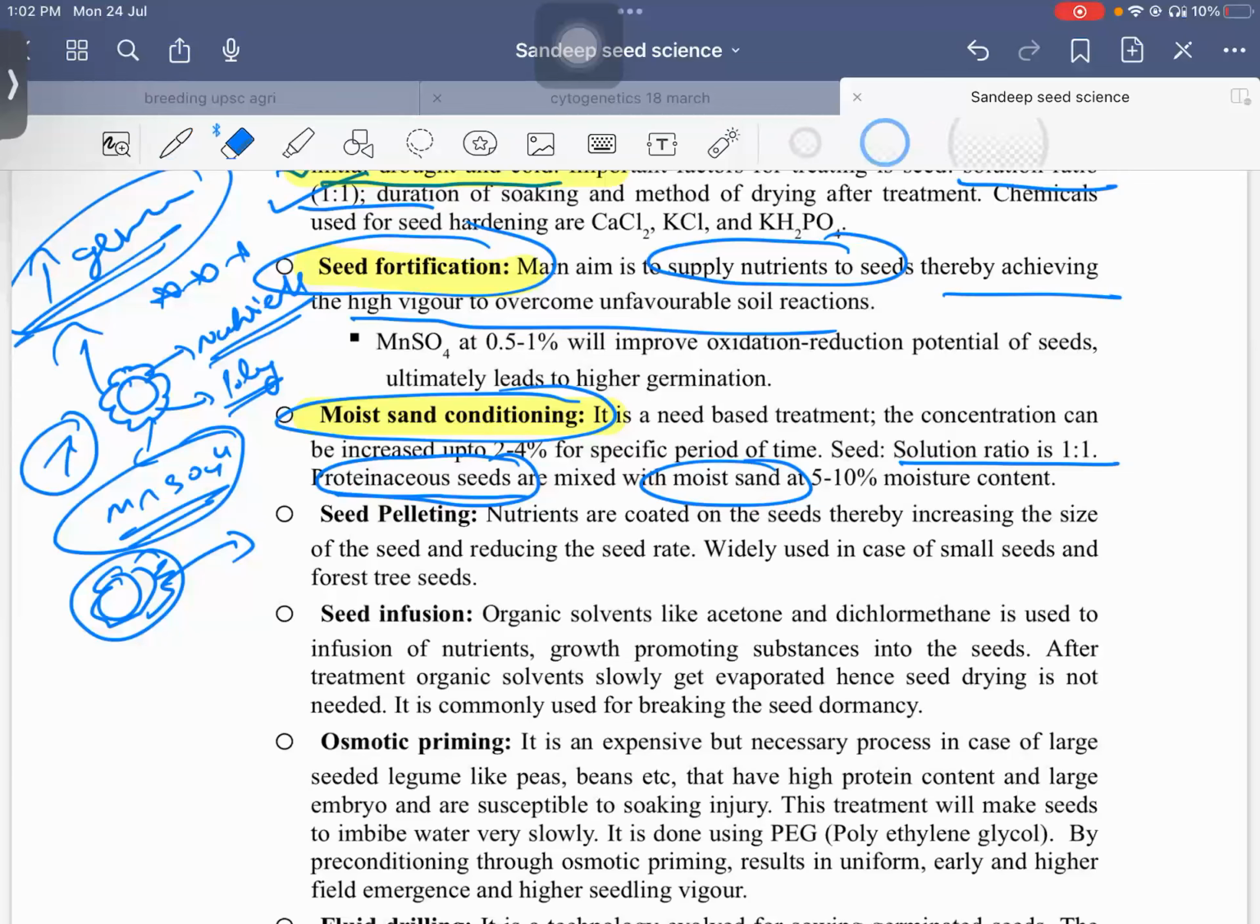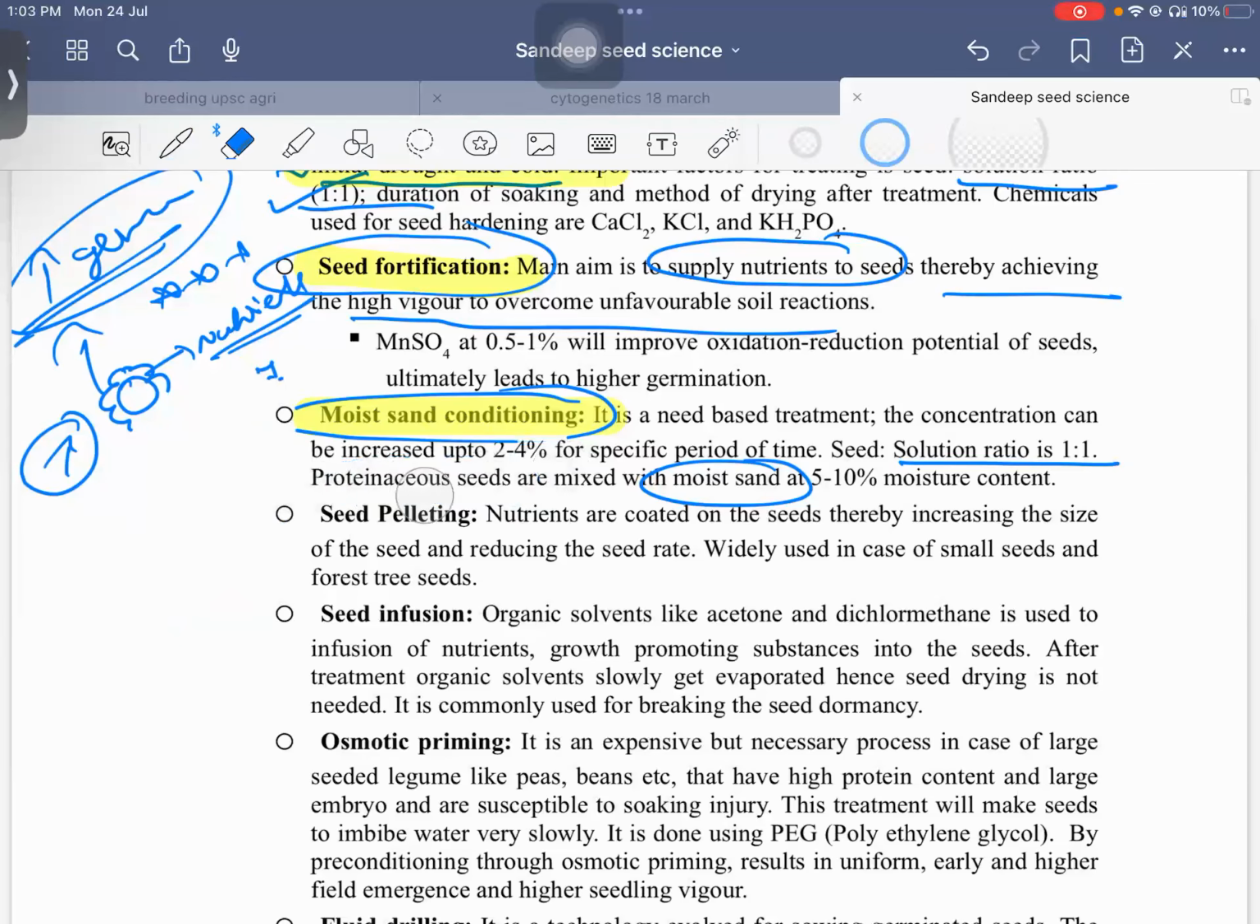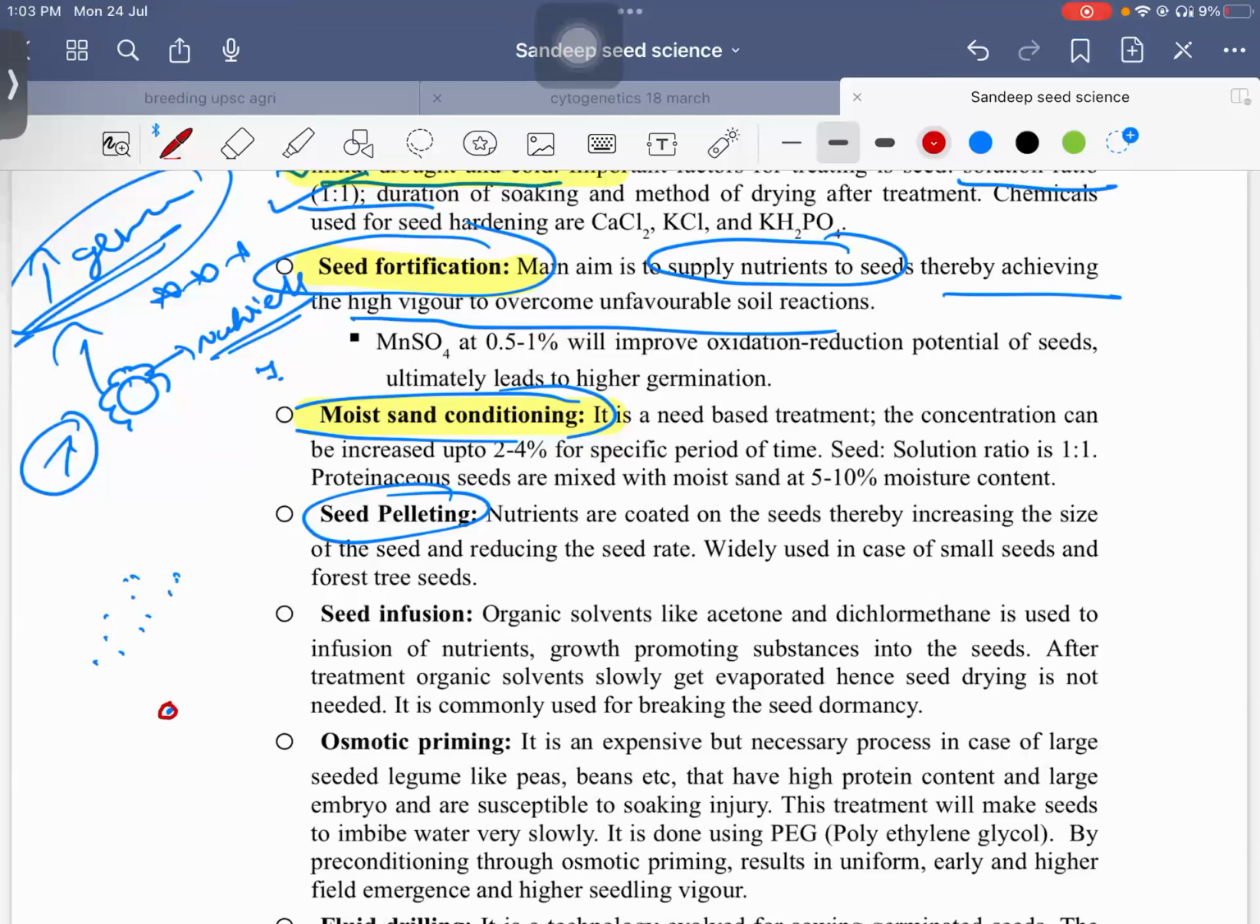Next is also very, very important. What is it? Seed pelleting. Pellet means, for some seeds like mustard, which are very, very small, while sowing they are not properly sown. There may be some damage to the seed. So what we do, for example, take this seed. Very small. Here we will do some coating. This will be a nutrient coating on the seed.